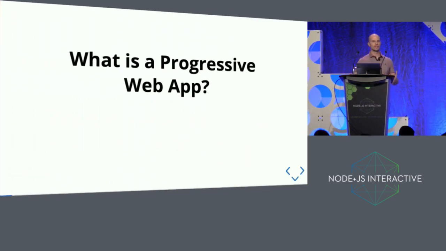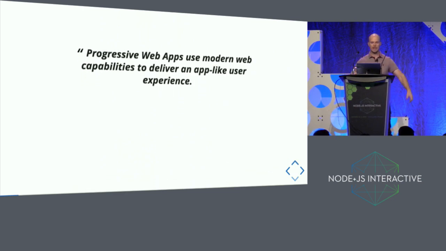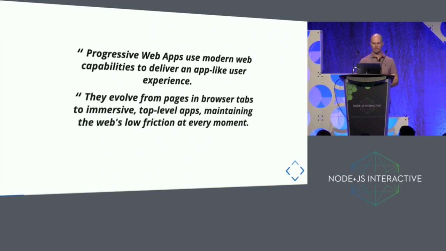So what is a progressive web app? Let's start with the definition. Progressive web apps use modern web technologies and capabilities to deliver an app-like experience. That's pretty cool. Basically, they're evolving from web pages and browser tabs to give you this immersive, top-level experience, all while maintaining the web's low friction at every moment.